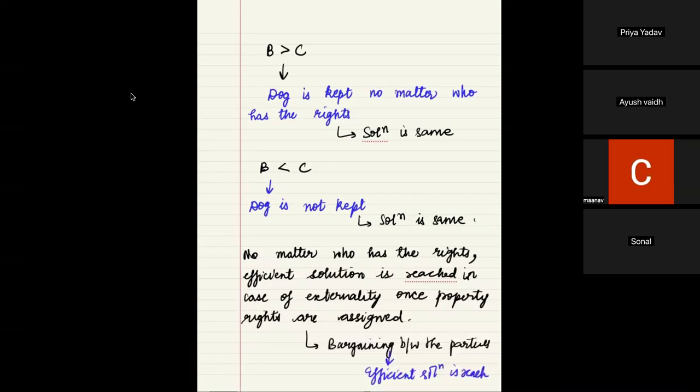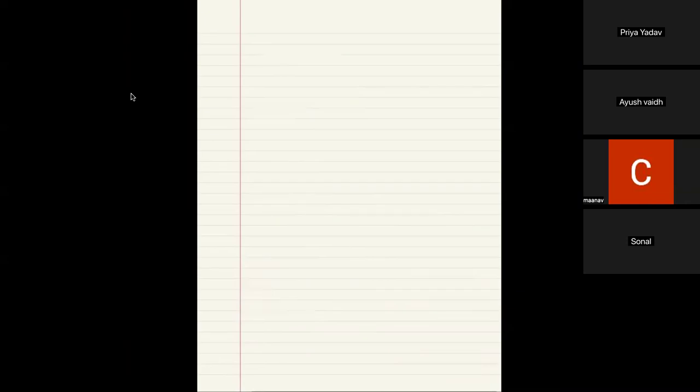Now, when I say efficient solution, what is the meaning of an efficient solution? Naturally, if keeping a dog gives you more benefit than the cost, then from society's point of view, you should keep a dog. If keeping a dog gives you less benefit than the cost, then naturally from society's point of view you should not keep the dog, right? So in such a case, the Coase theorem, the moment it assigns property rights, gives you an efficient outcome no matter who has the property rights. But there are certain conditions to the Coase theorem.